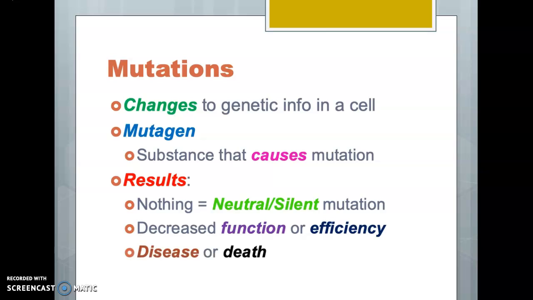But it is possible that some mutagens can result in disease or death. And that's a real quick fly through mutations, but it gives you the basic idea. So there you go. That is protein synthesis in a nutshell. Let me know if you have any questions.